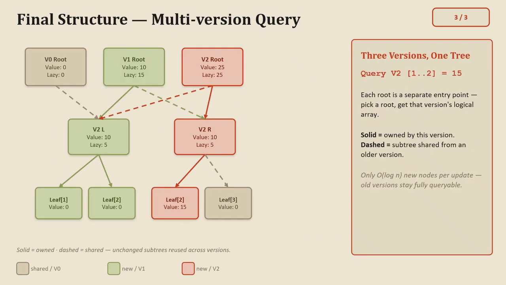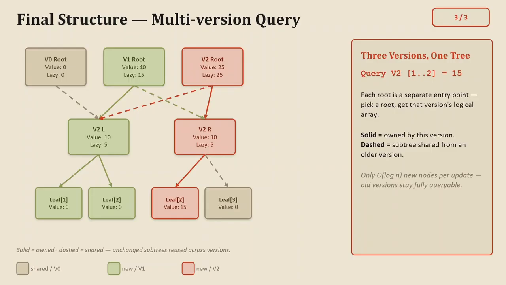In this part, we will talk about multi-version query. Three independent version roots, versions 0, 1, and 2, all point into the same underlying tree, each with their own nodes. And this takes time complexity of O(log n).